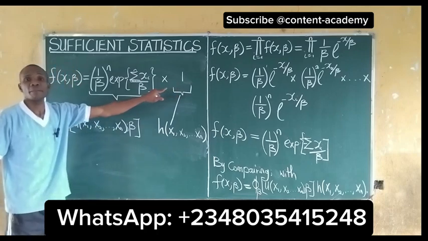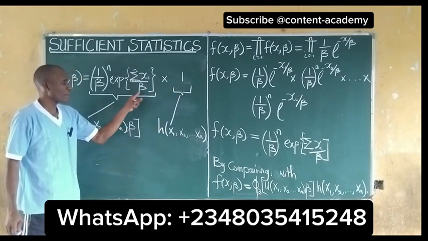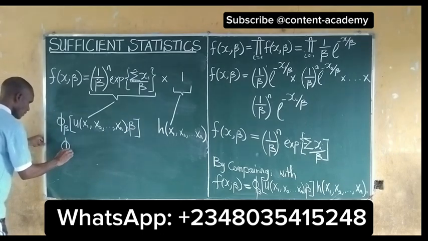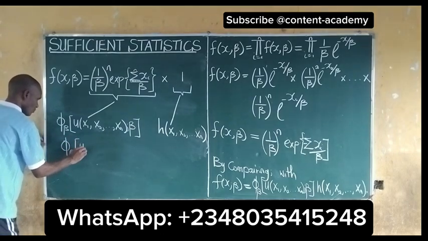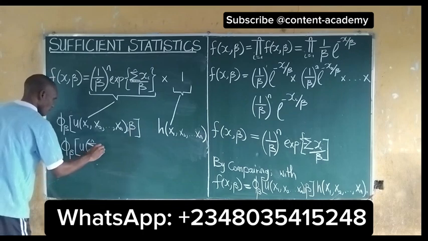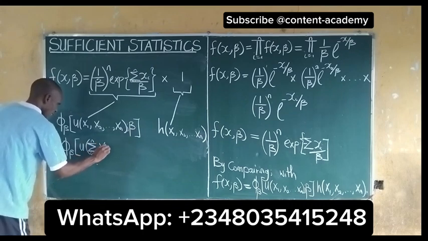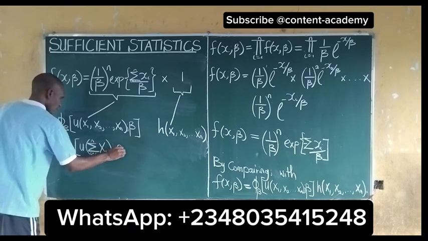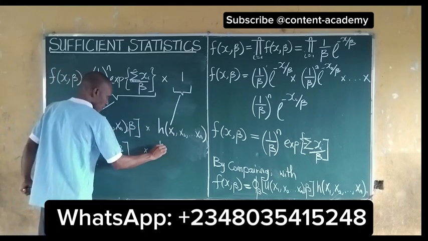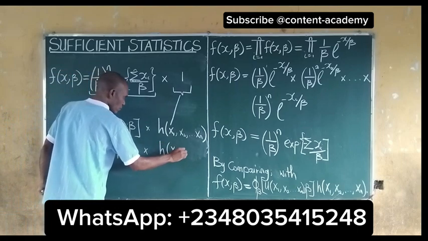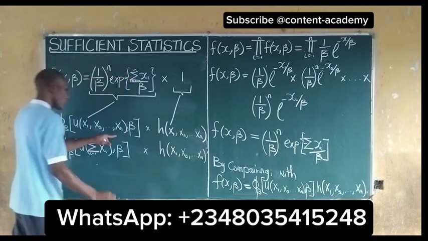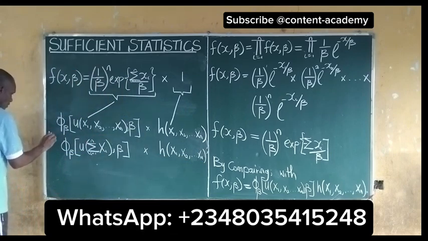Yes, it can be 1 because it does not depend on beta. It does not depend on the parameter we are estimating. This can also be written as phi of beta into u. We can sum the whole of this, with i running from 1 to n, of xi, then beta, multiplied by h of x1, x2 to xn. So this can be written as this.